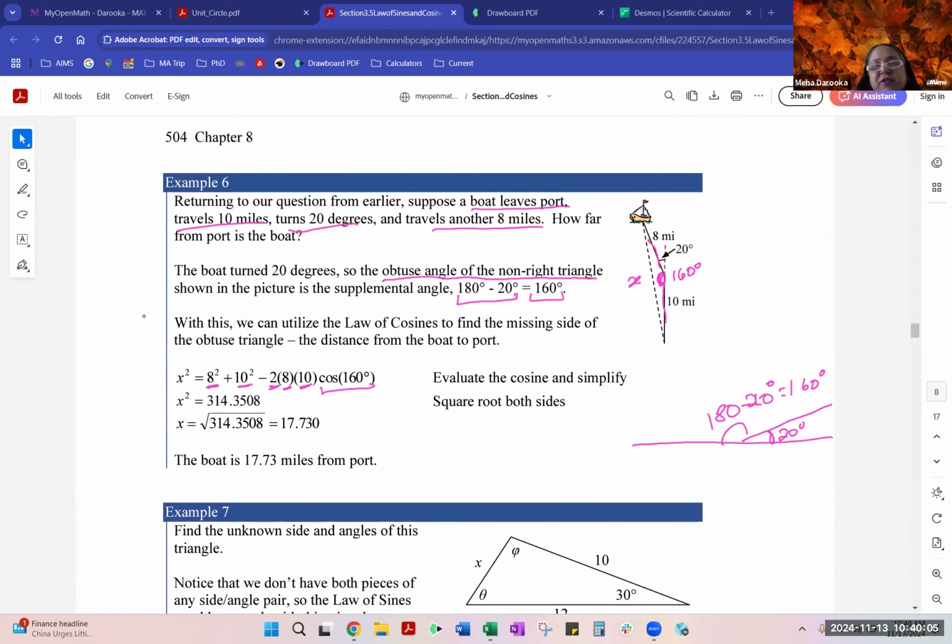Just plug that into your calculator and you will see x squared is equal to 314.3508. Since we want to get x by itself, we take the square root of that number, and it comes out to approximately 17.73. So the boat has traveled 17.73 miles from the port. This is how we would calculate the distance between the port and the boat. Law of cosines is what helps us get there.